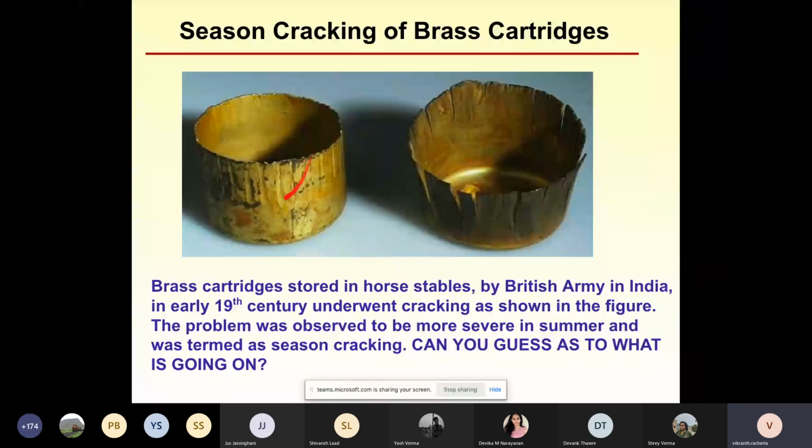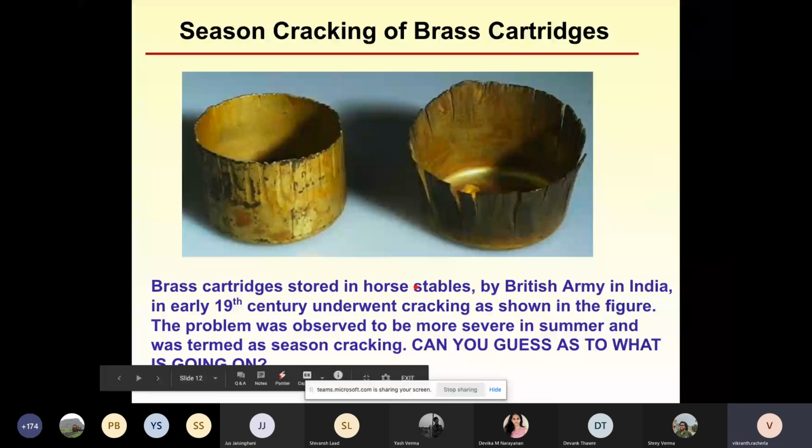Now they used to store all their ammunition in these horse stables. And then what they were finding was that particularly in summer, these cartridges used to crack. They would crack open like this. What do you think is happening?